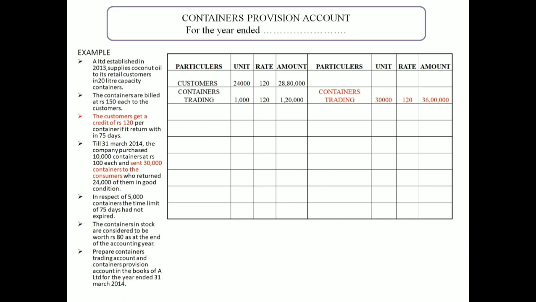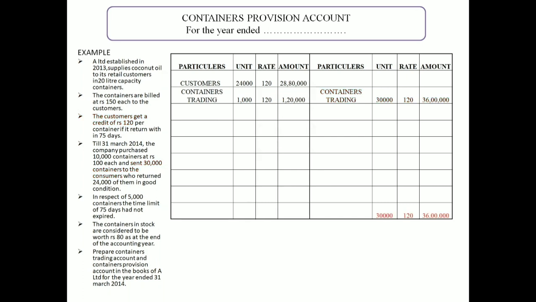Containers trading, that is 30,000, and there is no opening balance, so we are taking only the containers trading amount. So 30,000 into our price, it is called RP. You take the returnable price and multiply the containers trading 30,000 with the returnable price, that is equal to 36 lakh. Then you balance your account.